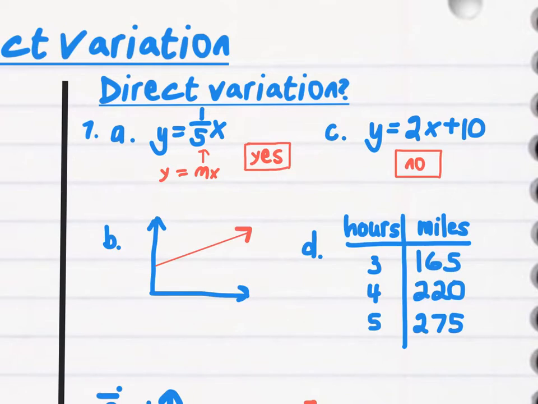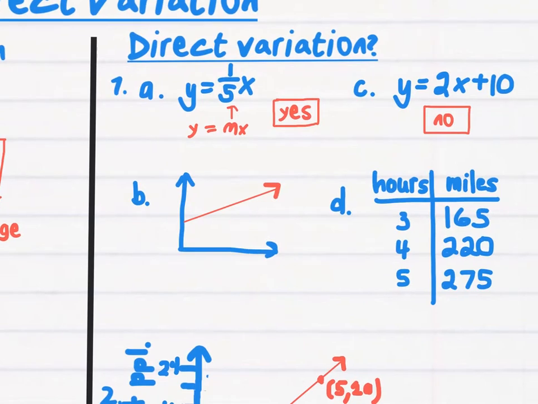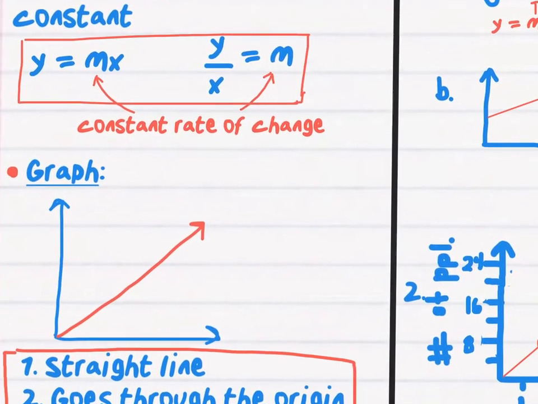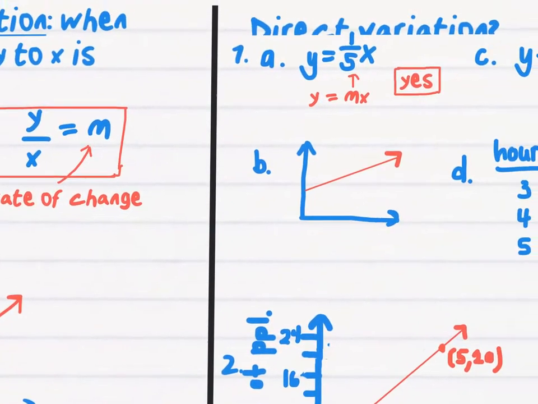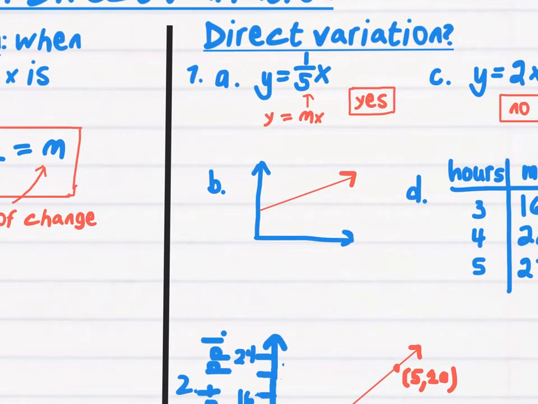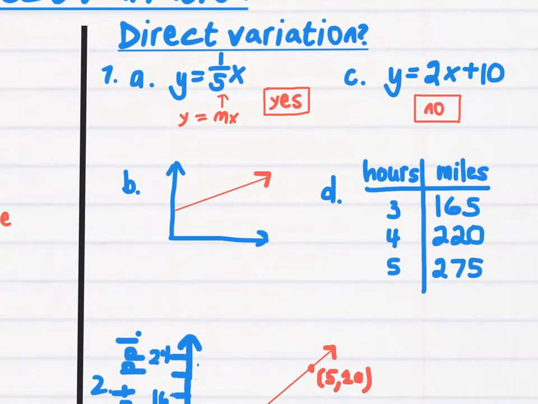Okay, for 1b, looking at the graph, remember for a direct variation or proportional relationship, the graph of the direct variation should be a straight line and it should go through the origin. Okay, so for part B, 1b, it is not going to be a direct variation because it does not go through the origin. So we're going to write no.